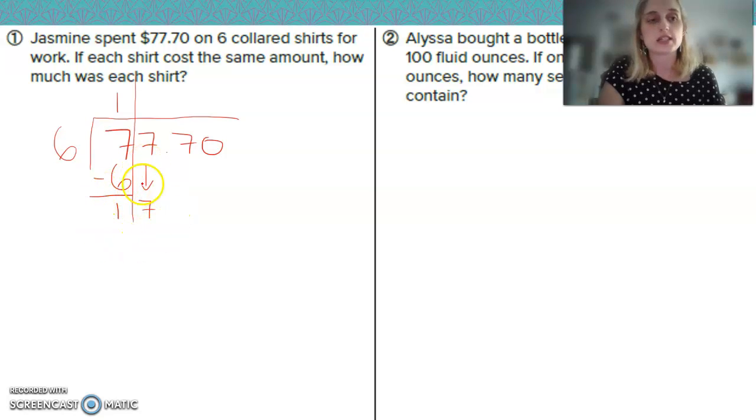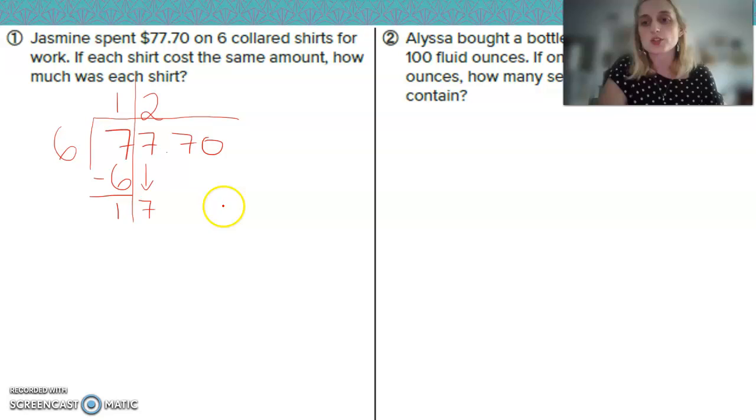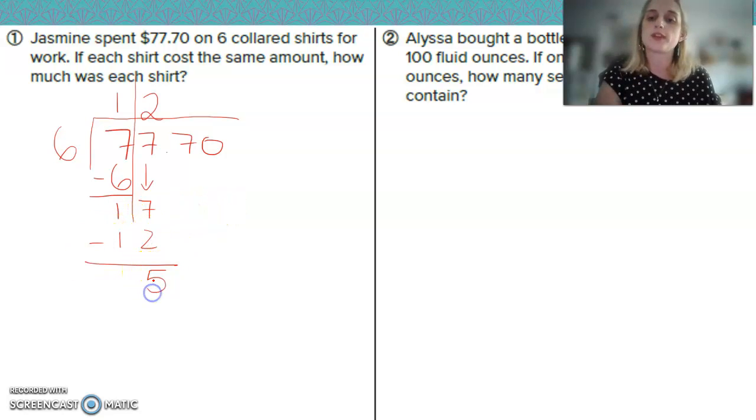If you have $17, can you make a group of 6? Yes. Can you make 2 groups of 6? Yes. Can you make 3 groups of 6? 3 times 6 is 18. That's just a little bit too big. We can make 2 groups, which is 12, which leaves us with a remainder of 5.